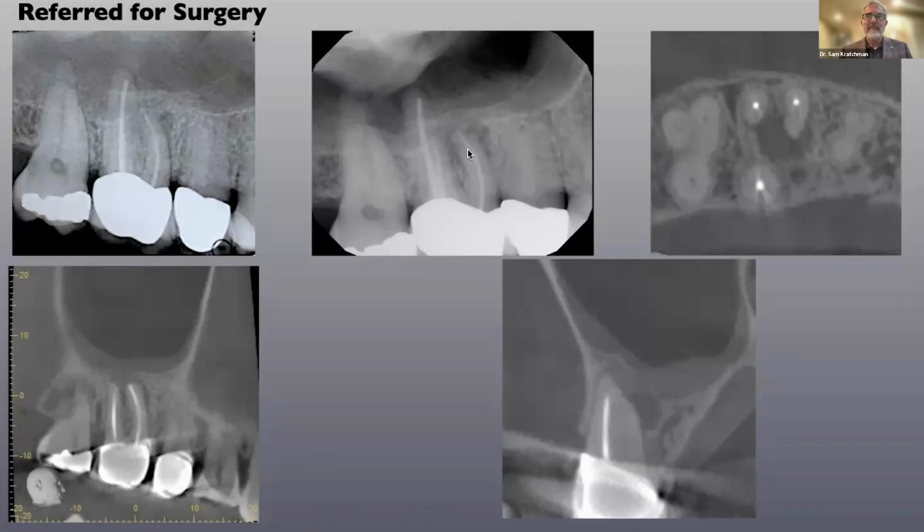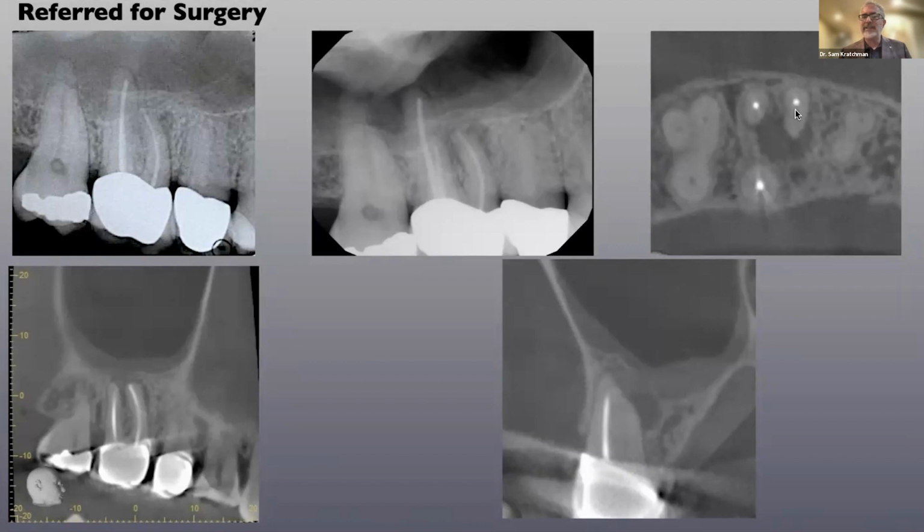And he says, Sam, patient is symptomatic. Looks like there's a lesion on the mesial root. Can you do apical surgery? And I'm like, sure, I can do apical surgery, but let me first do some imaging just to make sure. Do the image, and clearly what we're seeing here is a missed MB2.